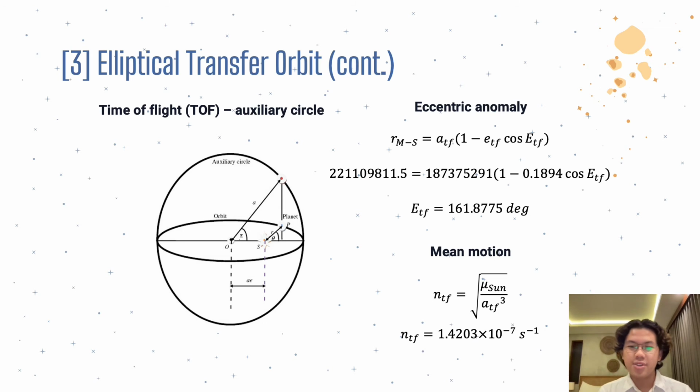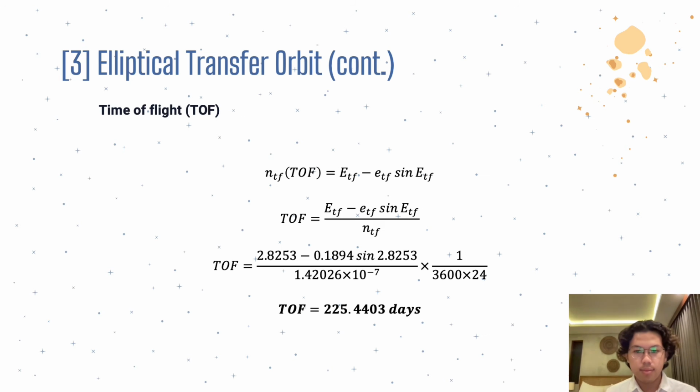Okay, now all that's left on the transfer orbit is to find the time of flight from Earth to Mars. Here we will use Kepler's equation, but first we need to determine the eccentric anomaly and mean motion of the orbit. For the auxiliary circle, the eccentric anomaly is around 161.8775 degrees, and the orbit mean motion is 1.42 times 10 to the power of -7 per second. Then, using Kepler's equation, the time of flight is found to be 225.4403 days.